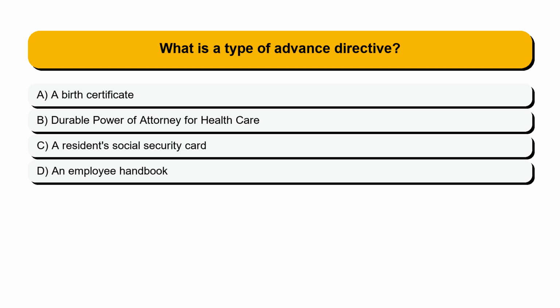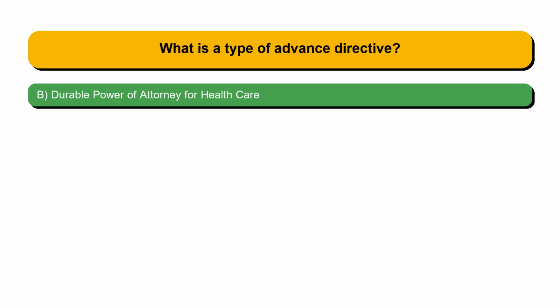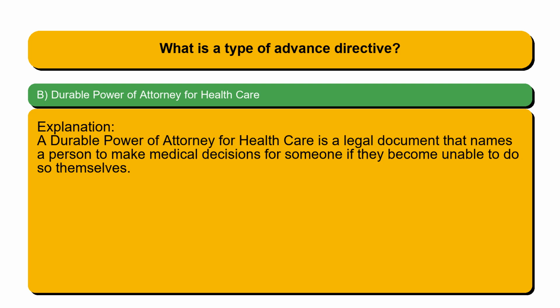Question 1. What is a type of advance directive? Option A. A birth certificate. Option B. Durable power of attorney for healthcare. Option C. A resident's social security card. Option D. An employee handbook. The correct answer is option B. Durable power of attorney for healthcare. A durable power of attorney for healthcare is a legal document that names a person to make medical decisions for someone if they become unable to do so themselves.